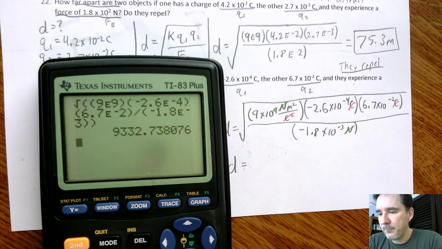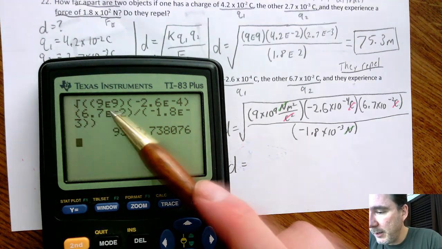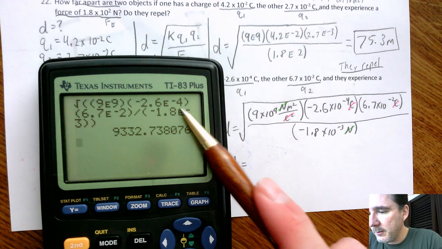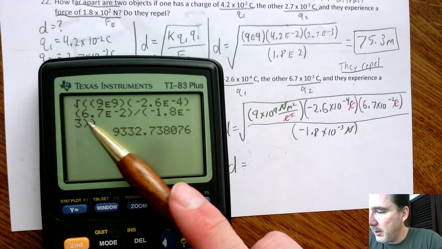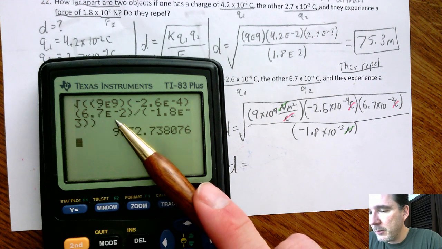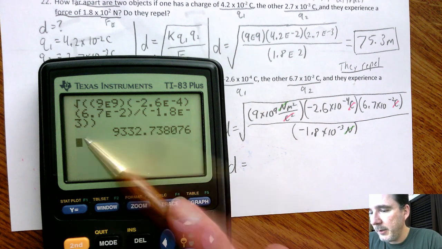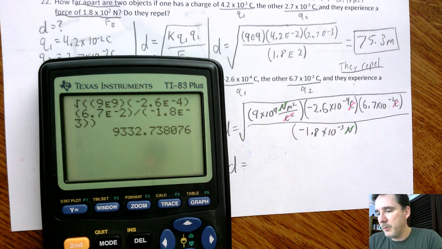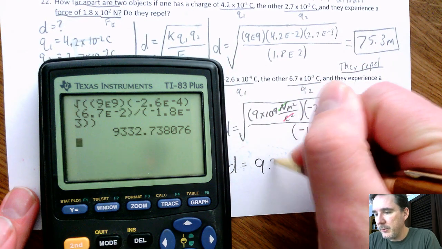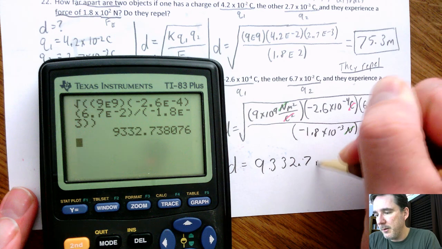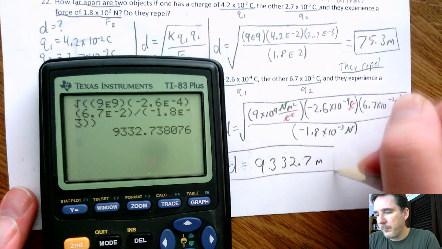All right. Well, with my error, I'm going to have to make sure I did this correctly. So 9 times 10 to the 9th, negative 2.6 times 10 to the negative 4th, that's correct. Parenthesis. 6.7 times 10 to the negative 2, okay. I'll divide that by this, negative 1.8 times 10 to the negative 3. And so we're good. So the distance is 9,332.7, we'll just call it meters.